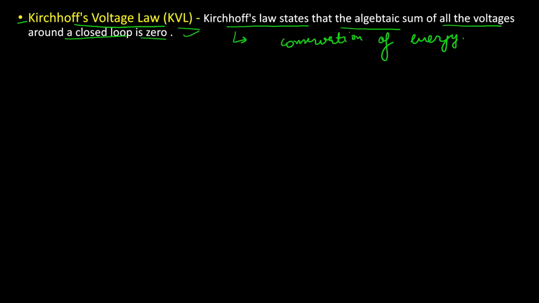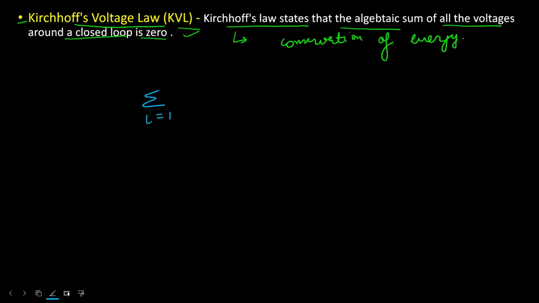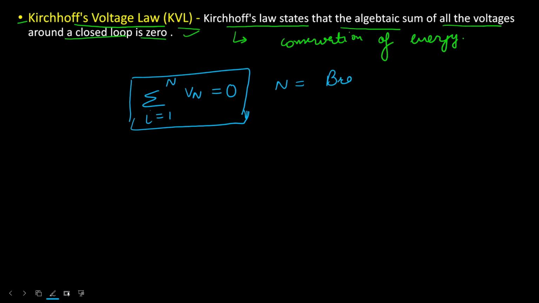Mathematically, KVL is given as the summation of V of n, from n equal to 1 to n, is equal to 0. This is also an important equation which you need to remember. Here n is the number of branches connected to the reference loop.